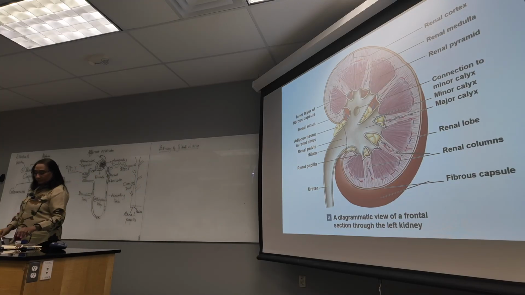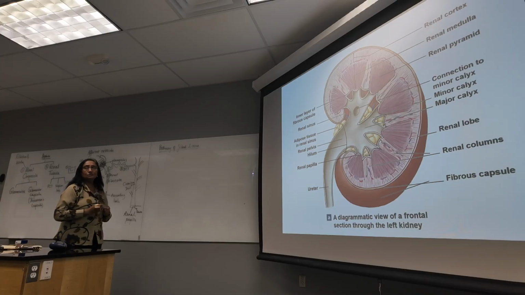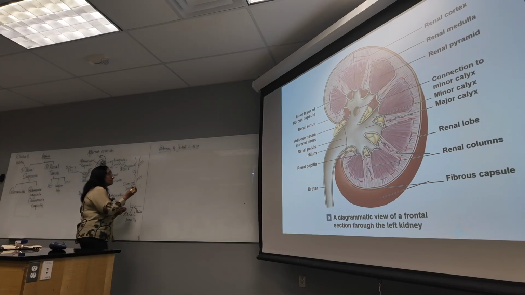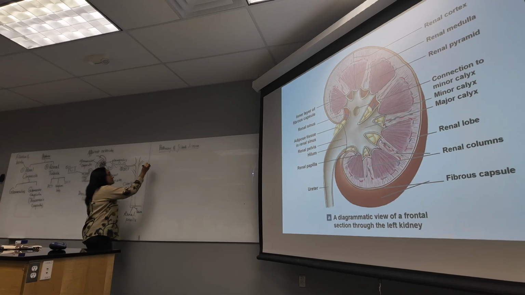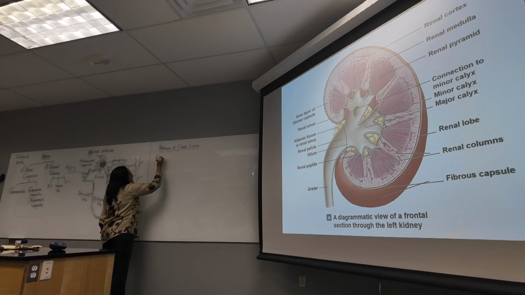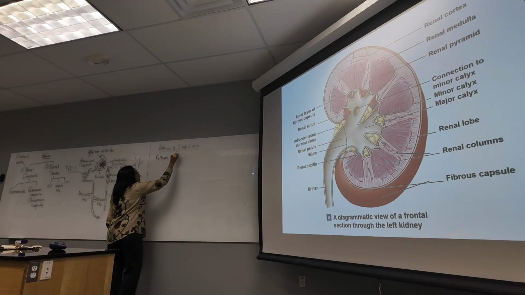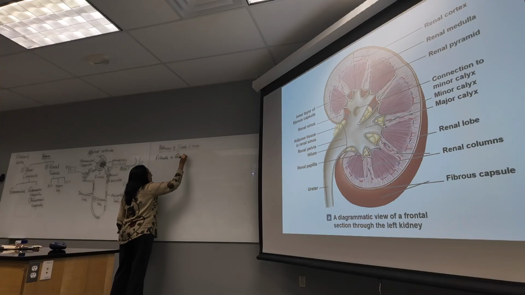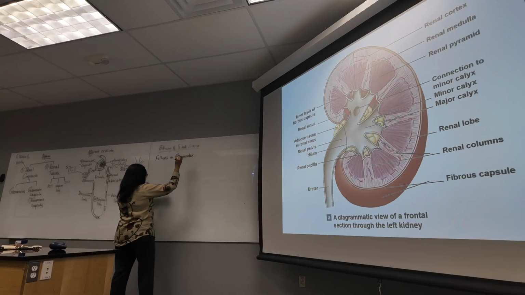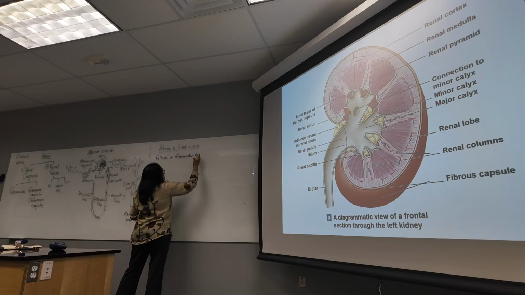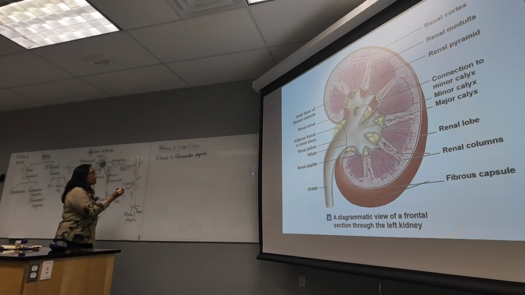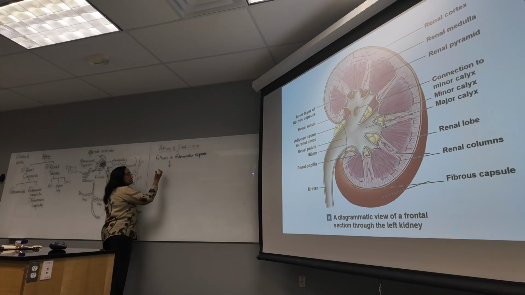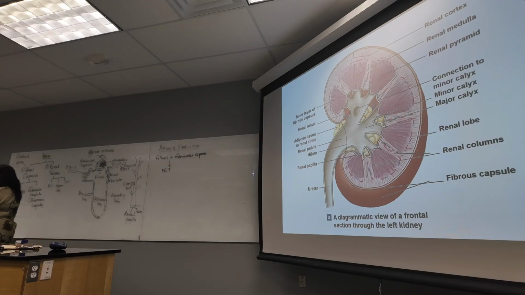Okay. And once you study like this, you will not forget it afterwards. So where does the filtrate start? Filtration occurs in the first part. So we will start with filtrate in the glomerular capsule. This is where it is starting. From here, the filtrate is going to go into the proximal convoluted tubule. That's the next part.